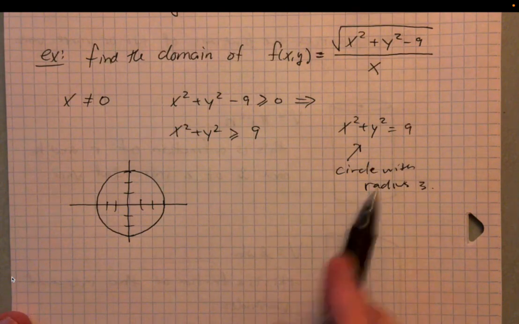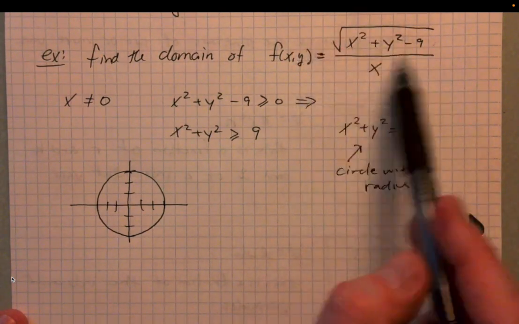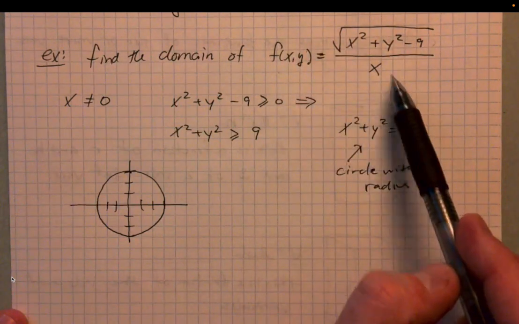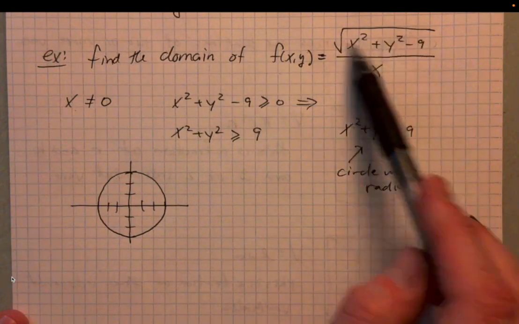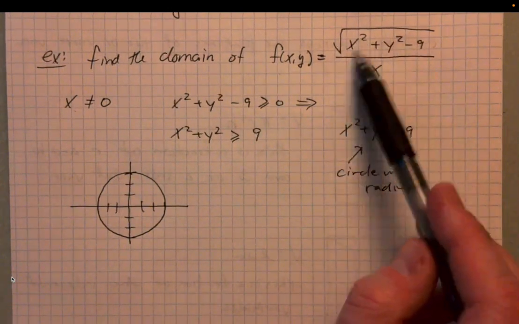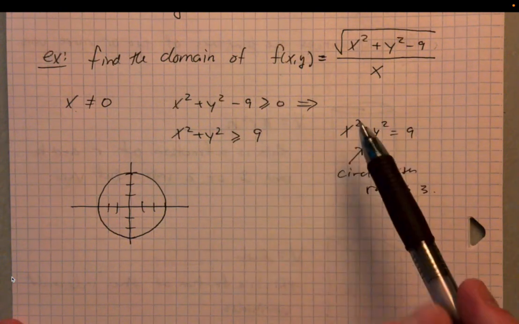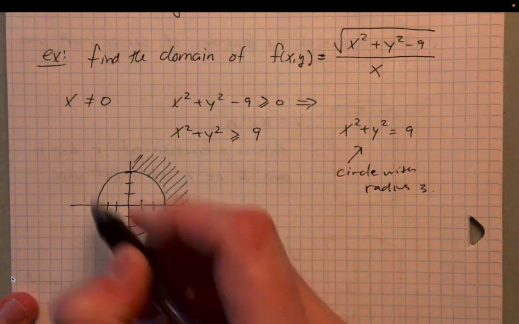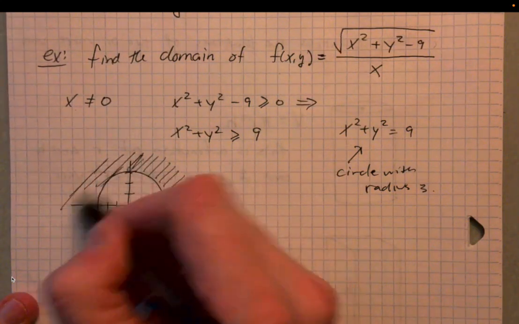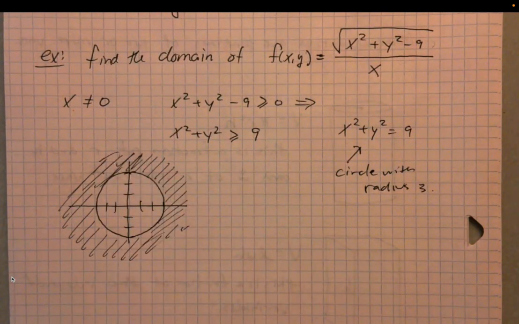Right, and so this is a circle with radius 3, and what this is saying is that in order for this function to be real valued, first of all, x can't equal 0, and second of all, x and y together, when you square them and add them together, have to be greater than or equal to 9. Right, and so that basically means the domain is this whole region outside of this circle. Okay, so it's this region outside of the circle.